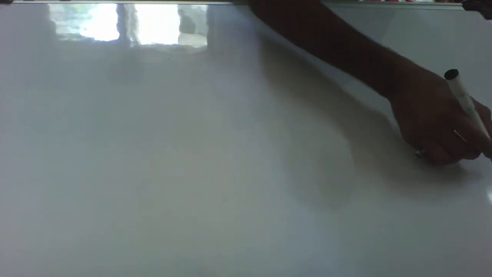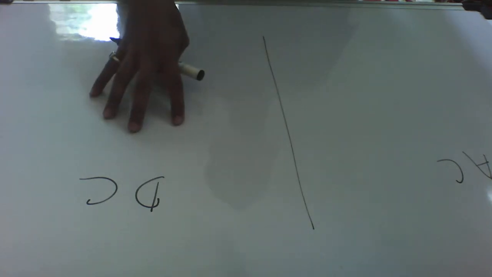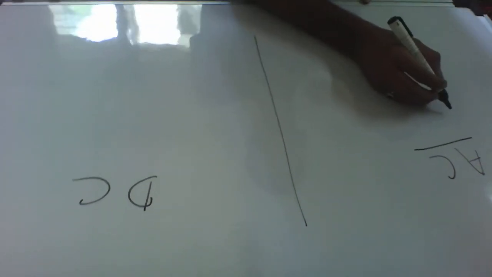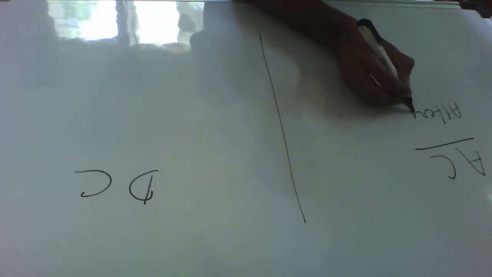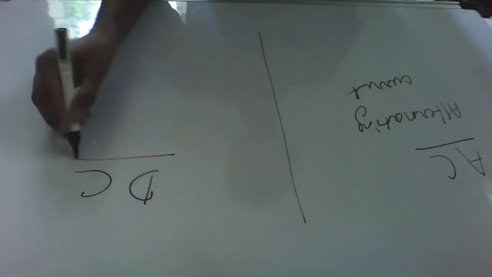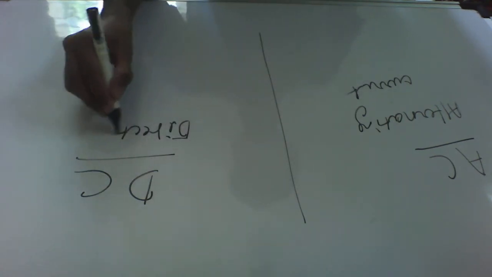Now let's consider the difference between AC and DC. There should be certain differences between AC and DC. That's why we are converting our supply power from AC to DC. AC basically means alternating current, and DC means direct current.